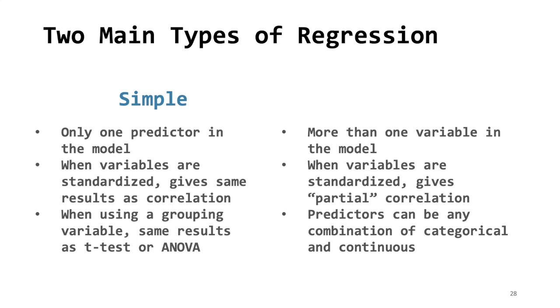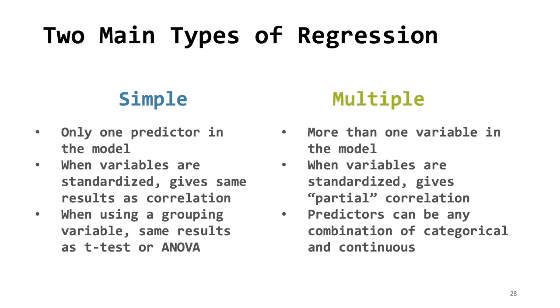So there's two main types of regression. First one is simple. What tells you that it's simple is you only have one predictor in the model. You have an outcome and a predictor, just one predictor. When variables are standardized, the simple regression gives you the same results as correlation. They're identical. When using a grouping variable, it's the same results as a t-test or ANOVA. That means you can think of t-tests, ANOVAs, and correlation as just special forms of simple regression.